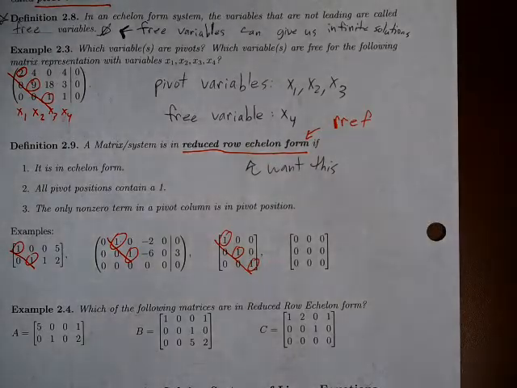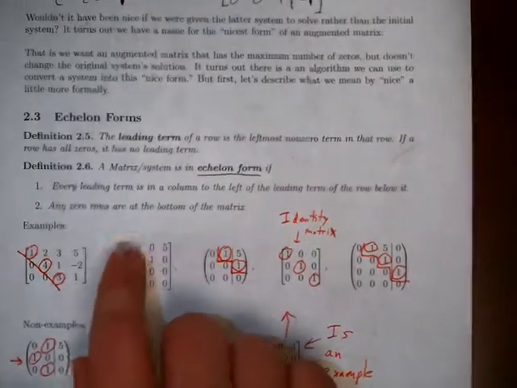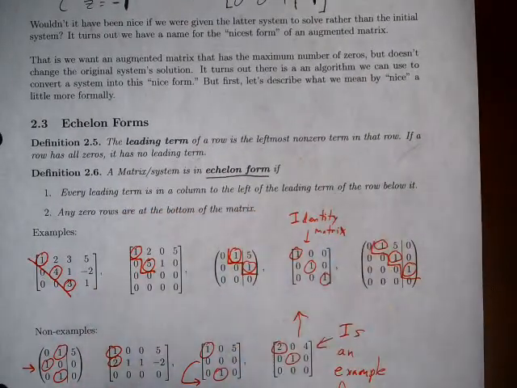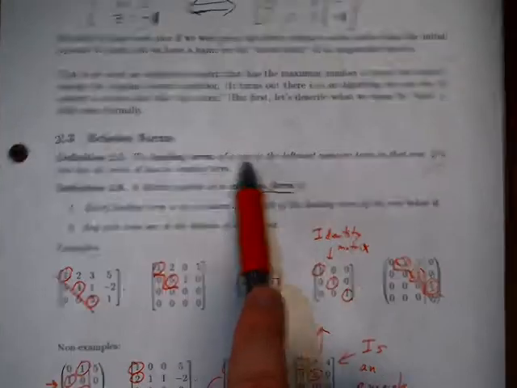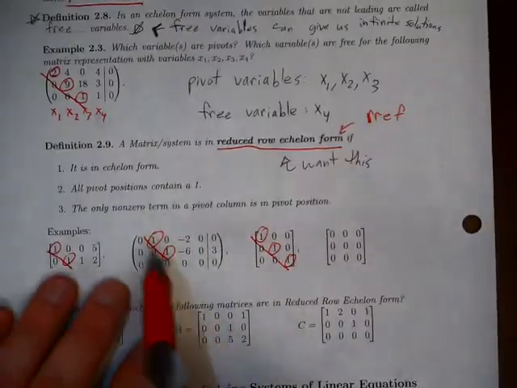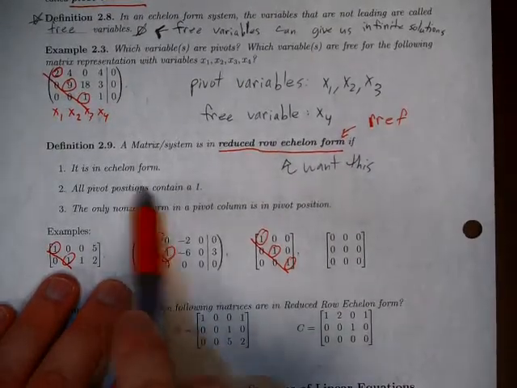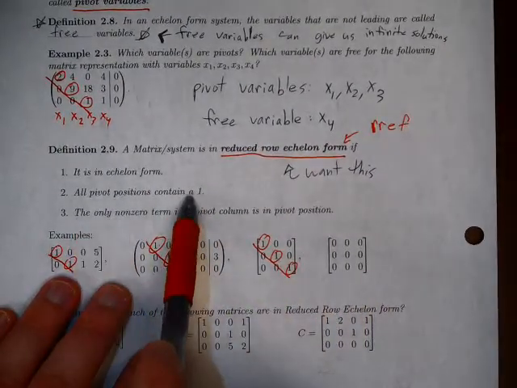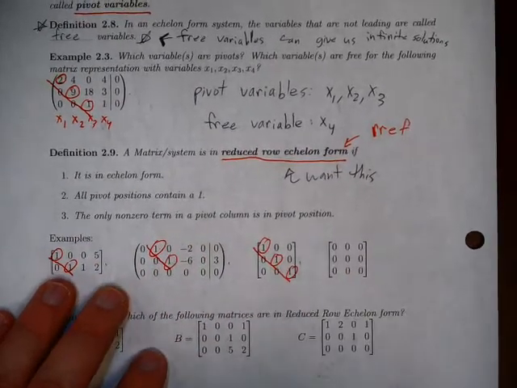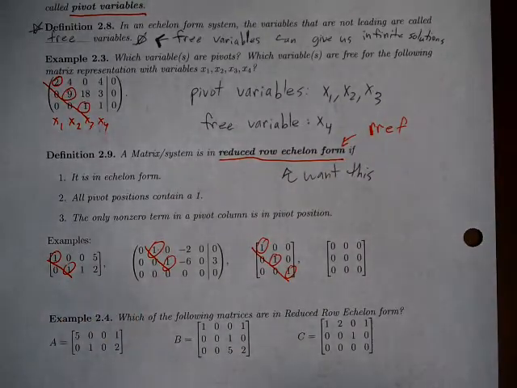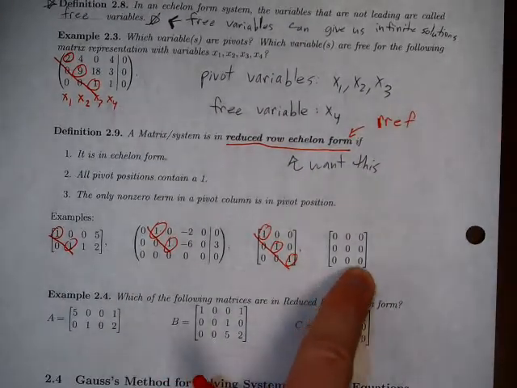So in order to be in echelon form, if we remember, it requires us to have our leading term in a column to the right of the leading terms of rows above it, and any 0 rows are at the bottom of the matrix. And remember, leading terms are just the leftmost non-zero term in a row. In order to be in reduced row echelon form, it has to be in echelon form, which this is. Any pivot positions, which we have none, contain a 1. And the only non-zero term in a pivot column is in the pivot position. Again, we don't have those. So this also is going to be in reduced row echelon form, which is kind of cool.